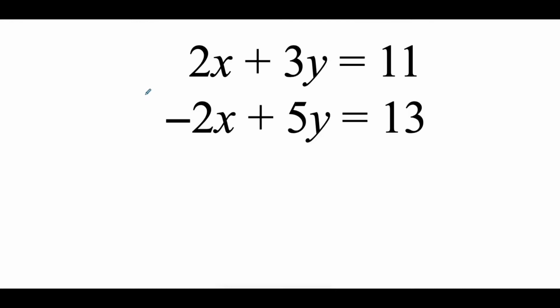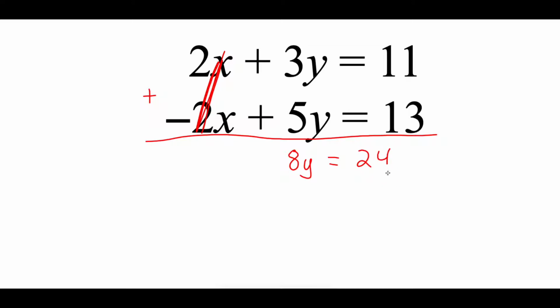Step number 2 says that we want to go through and add these equations together. So if we take 2x and we add negative 2x, because of those opposite numbers, when we add those together, that's just going to cancel out. Now when we take 3y and add 5y, that's going to give us 8y. And when we take 11 and add 13, that's going to give us 24. Now we should be able to go through and solve this to figure out what our y value answer is.